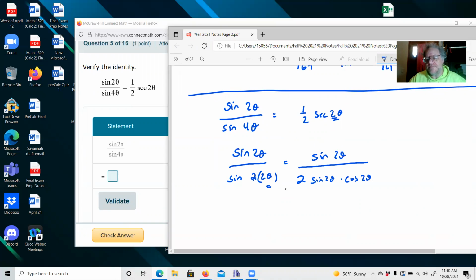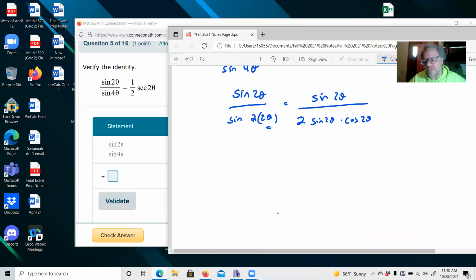One of the sines of 2 theta cancels out. So we have 1/2 times 1 over cosine of 2 theta. What do you suppose that is? That's secant of 2 theta. So I think that's what we wanted to prove, wasn't it?